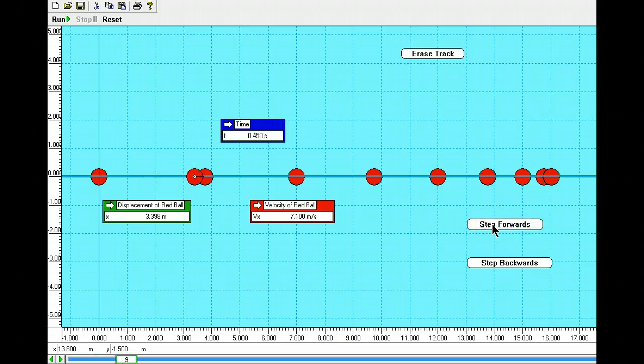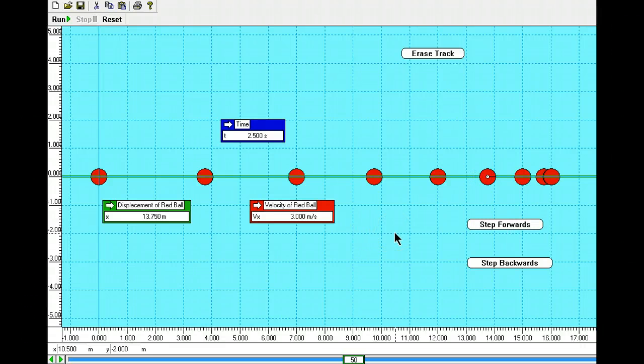Then we get to half a second, we're at 3.75 meters and 7 meters per second. And then the next one, at 1 second, we're at 7 meters and 6 meters per second. And then we're at 1.5 seconds, so we're at 9.75 meters and 5 meters per second. And then at 2 seconds, we're at 12 meters and 4.0 meters per second.